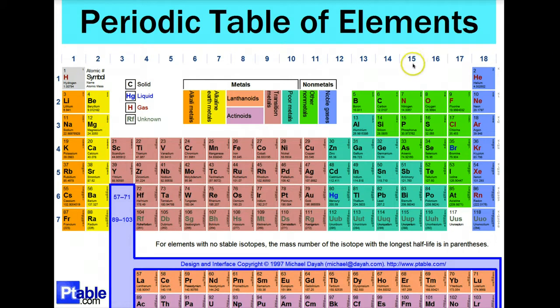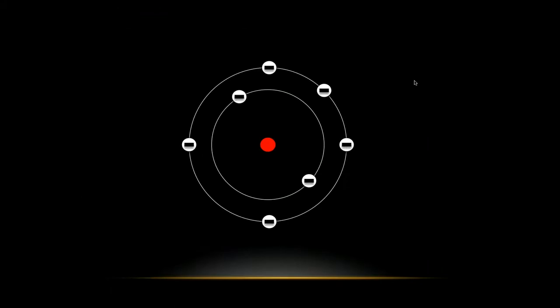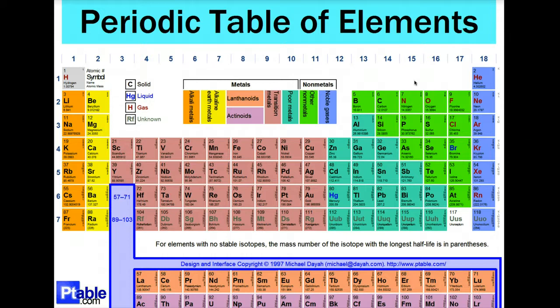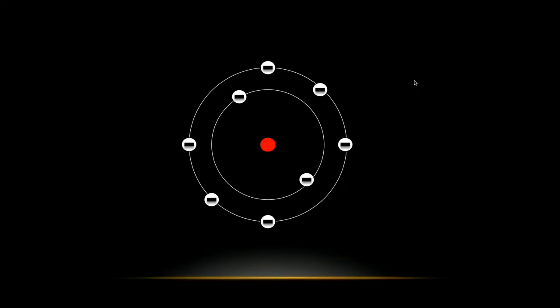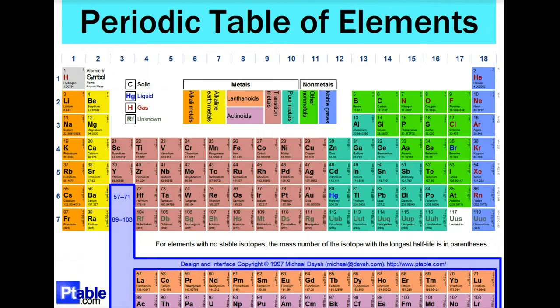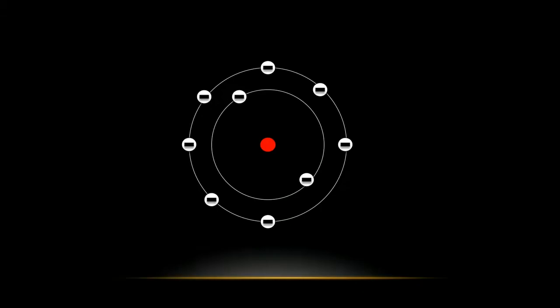Nitrogen, the number here is 5, so it should have 2 shells and 5 electrons, and indeed it does. Okay, oxygen should have 2 shells and 6 electrons. Fluorine, 2 shells, 7 electrons. 2 shells, 1, 2, 3, 4, 5, 6, and 7 electrons.